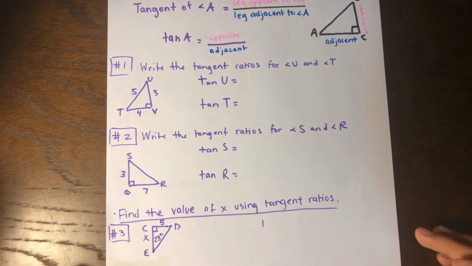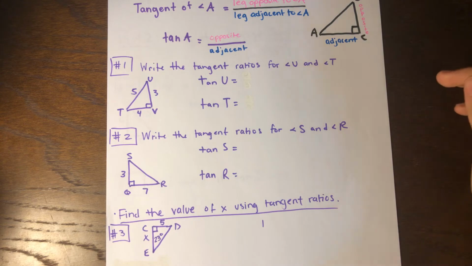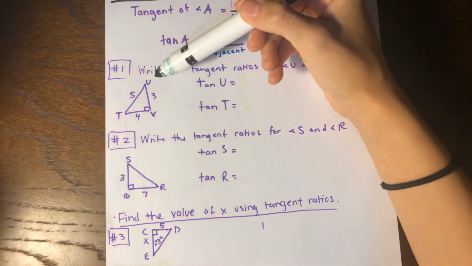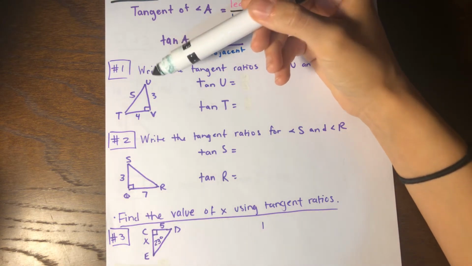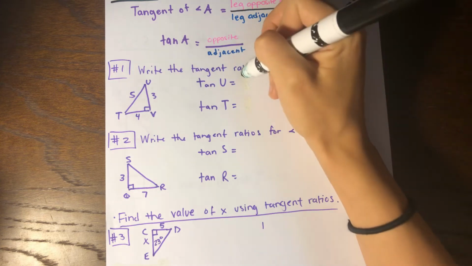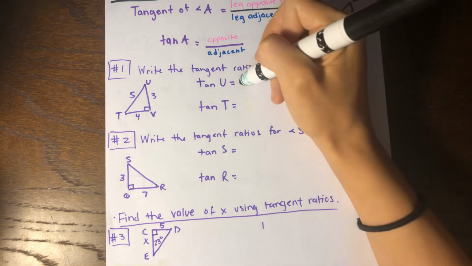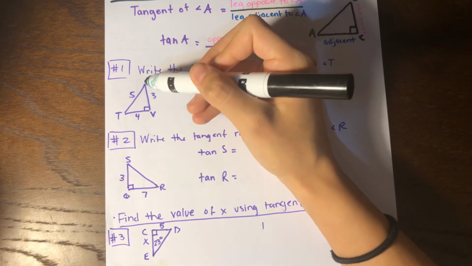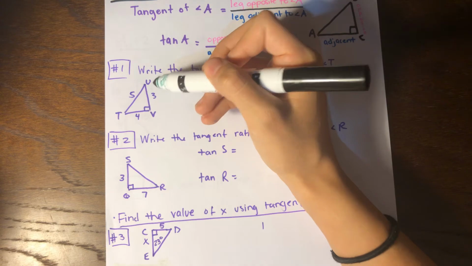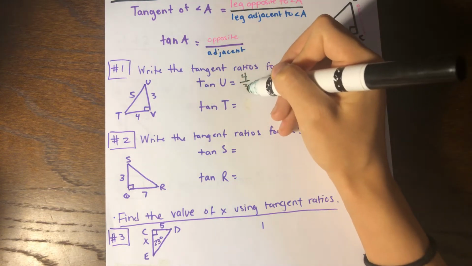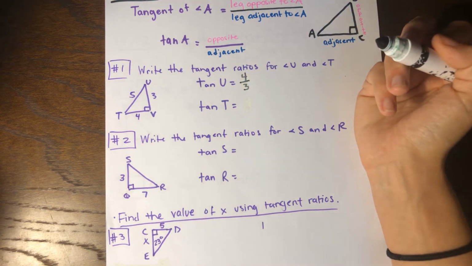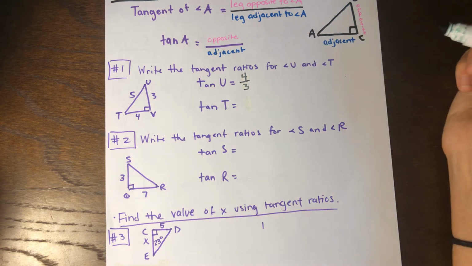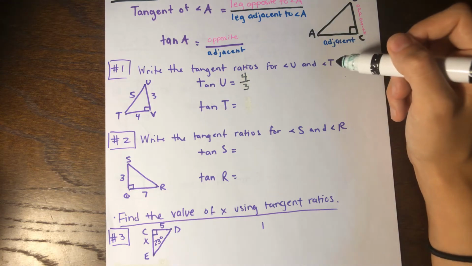So let's work through these together. Number one says, write the tangent ratios for angle U and angle T. Let's do angle U first. We go to angle U, and it's going to be opposite, which is 4, over adjacent. I go to U, and it's the one right next to U, but it's not the diagonal one. So it's going to be 3. So 4 over 3. You can look to see if you can simplify it, but this one can't be simplified, so we leave it like that.